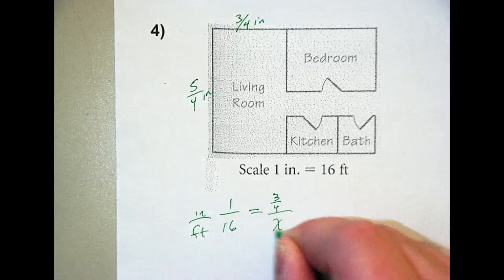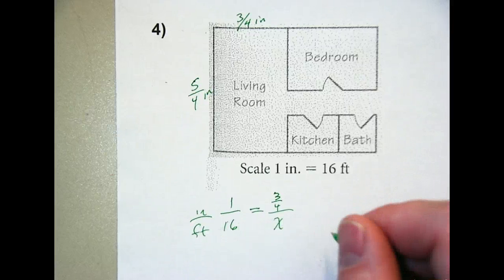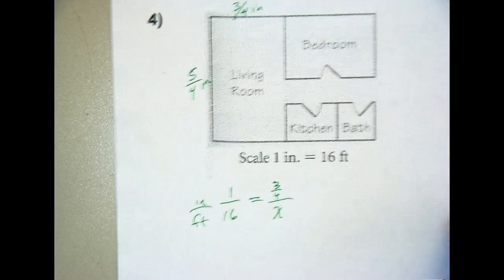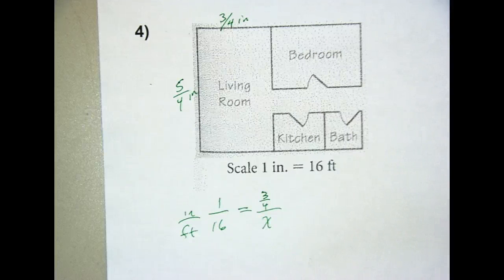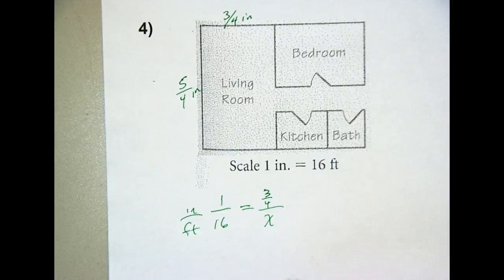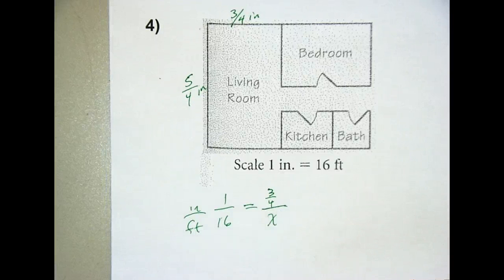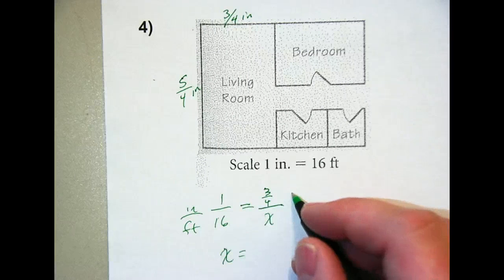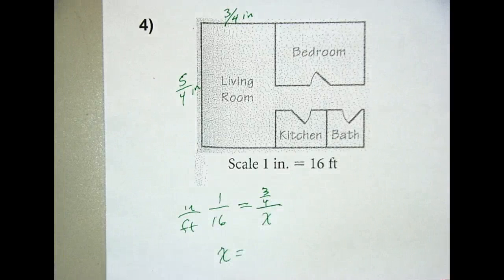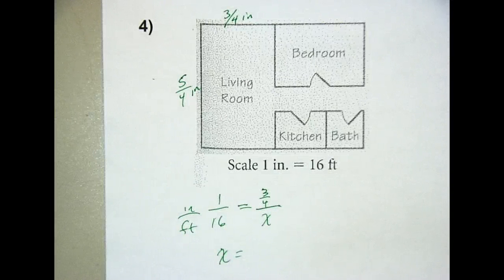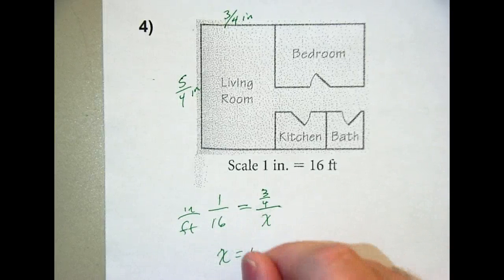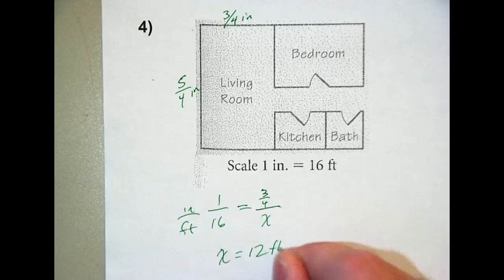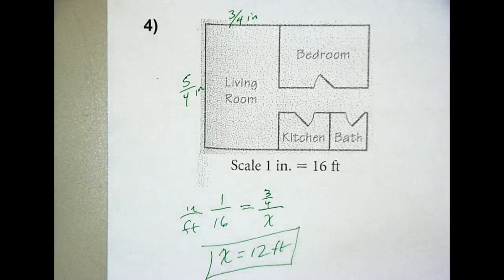Okay, 3/4 is to x. How do I solve a proportion? I'm getting to Diamond's answer in a roundabout sort of way. Got them set equal to each other. How do we do that? Cross multiply. So we get 1x equals. Okay, so you guys are all zoned out, about 5 or 6 of you, so figure it out. All right, what do we do? Yes? 16 times 3/4, which is 12, and you get 12 feet. How many agree?